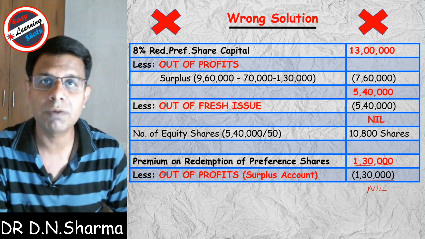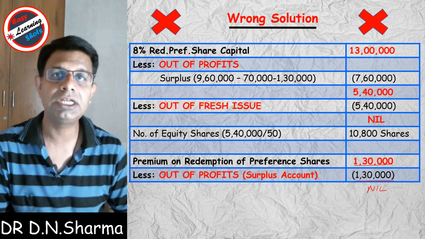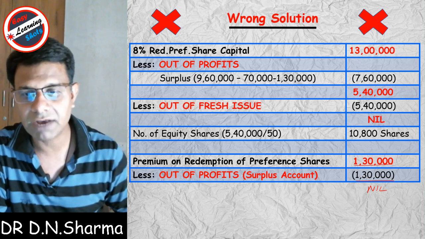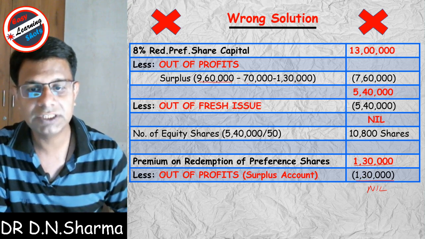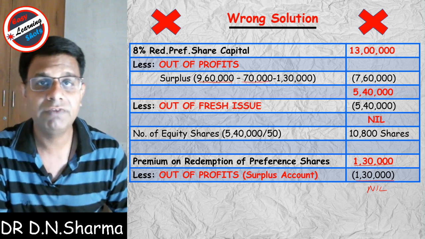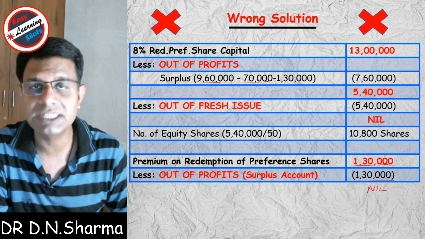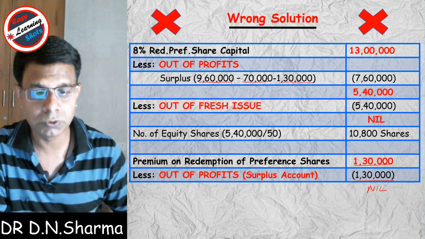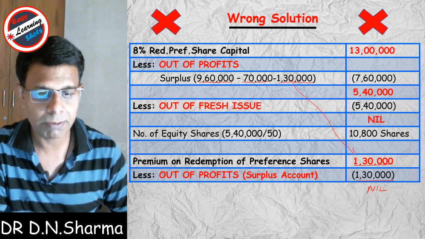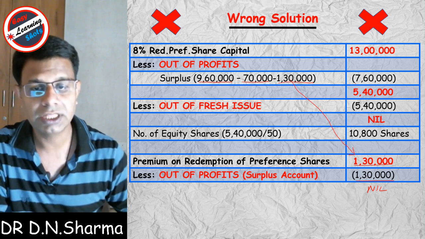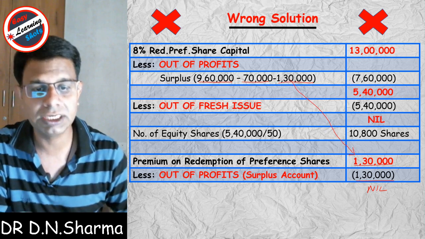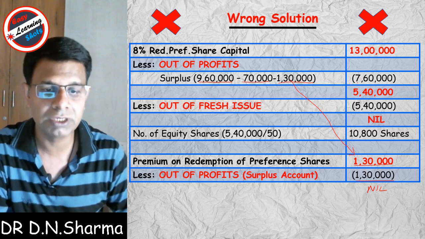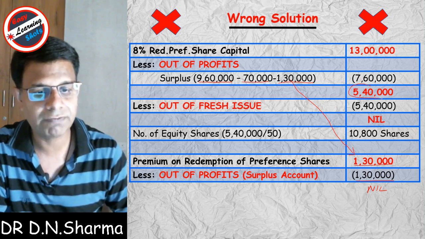Now we adjust the nominal capital, and nominal capital is firstly adjusted out of profits. So in surplus account we have 9,60,000. First we deduct 70,000 because we incur a loss of 70,000 by selling the investment. Then we deduct 1,30,000, which we use for the premium on redemption of preference shares. So the remaining balance in surplus account is 7,60,000. Now when we deduct this amount, the balance amount is 5,40,000.